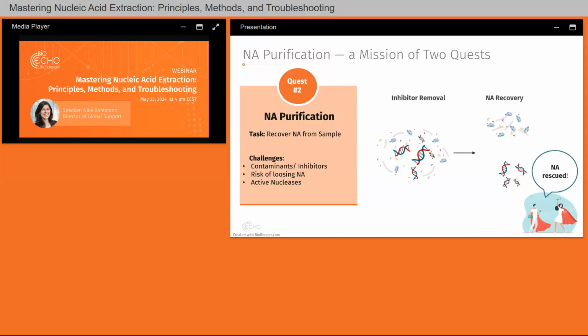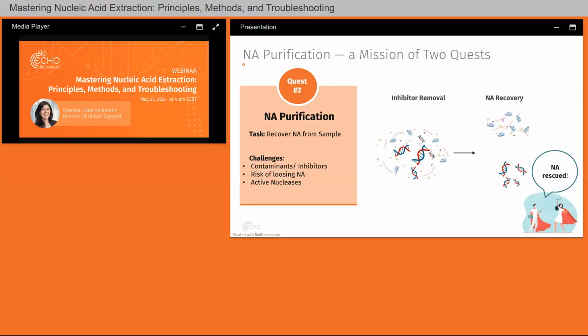And the point is, even if you have an eluate with highly concentrated DNA, if there's still a DNase active, it would happily digest your DNA while your eluate is standing around, which is a pity because you don't get nice PCR signals in the end. So our goal here is to rescue our nucleic acid.